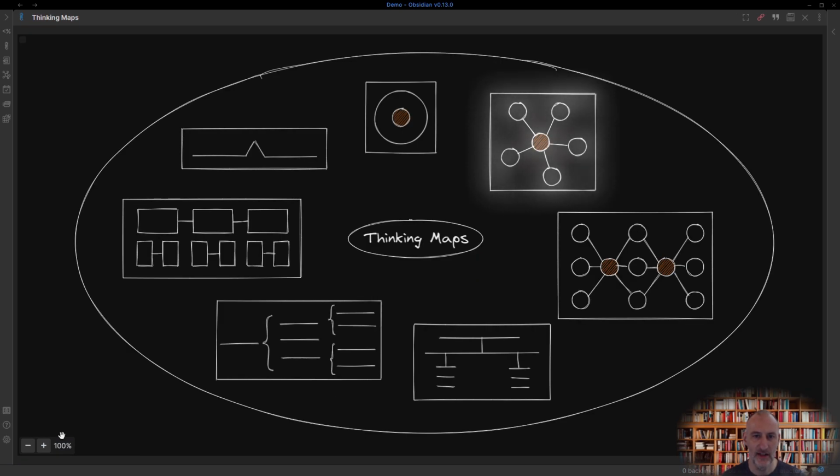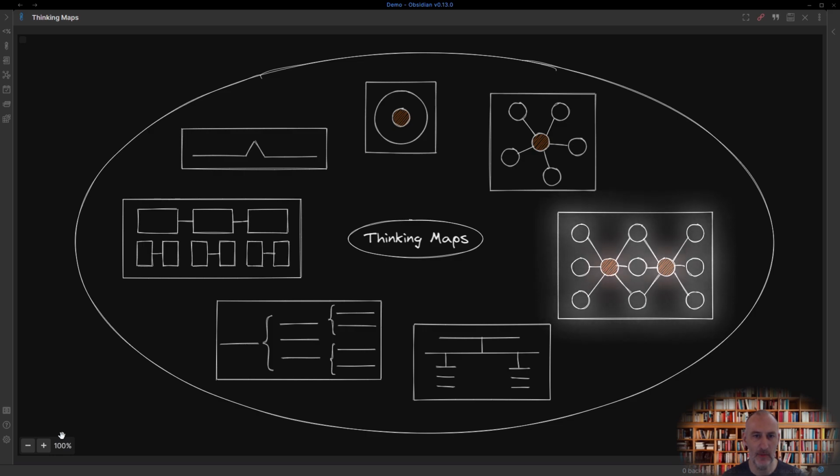This concludes the introduction of the bubble map that you can use to describe the attributes of things and ideas. In the next video, I will cover the double bubble map.